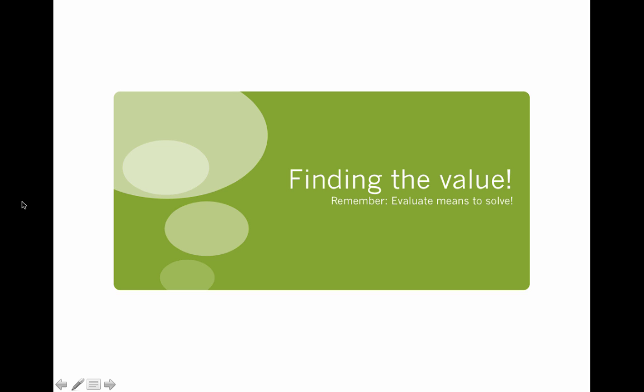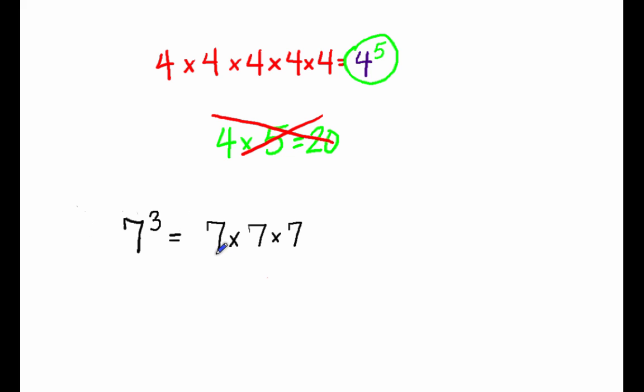In a lot of exponent problems, you'll be asked to find the value or evaluate the expression. Remember, evaluate means to solve. We're going to go back to our last example of 7 to the third power, and we're going to find the value of that expression. So we want to find the value of 7 times 7 times 7, or 7 to the third power.